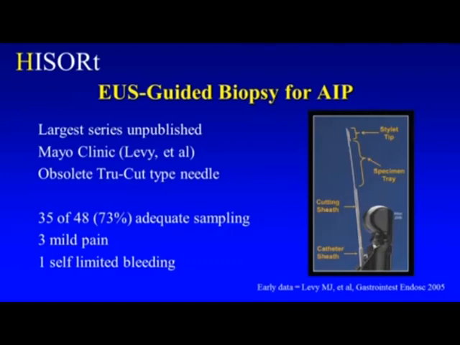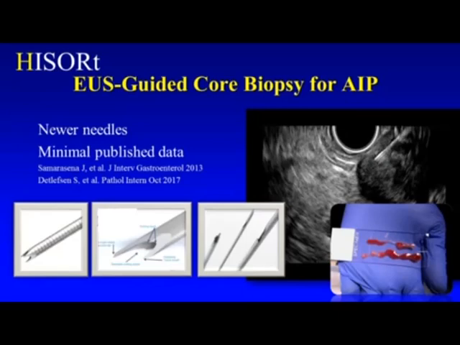But what they found is that 35 of 48 patients, or 73%, they were able to obtain adequate histologic material to obtain a definitive diagnosis, and complications were relatively rare, some mild pain and one case of self-limited bleeding. Now, there are new needles that are available that have kind of replaced that TrueCut type needle, but there's very limited published data on these to date.